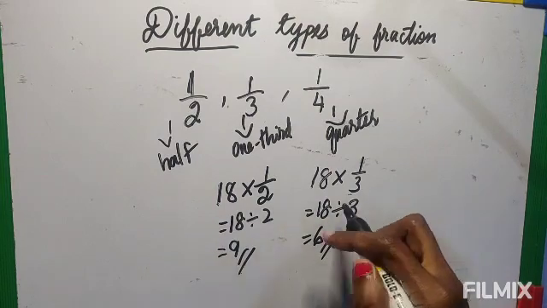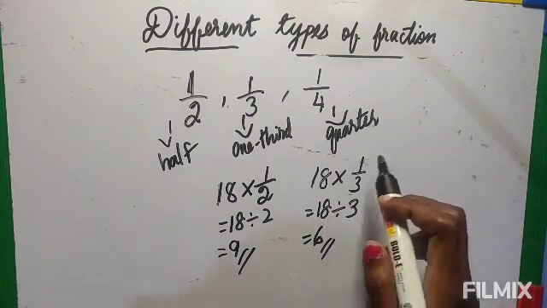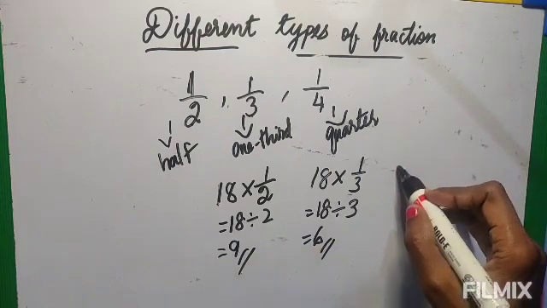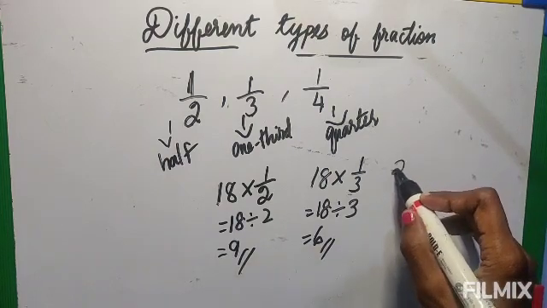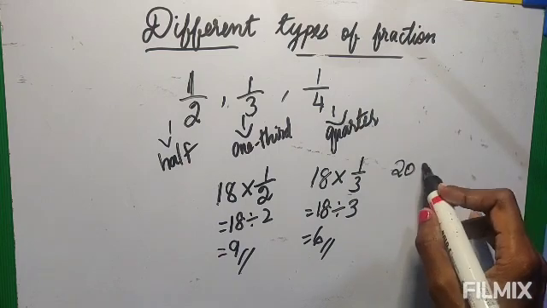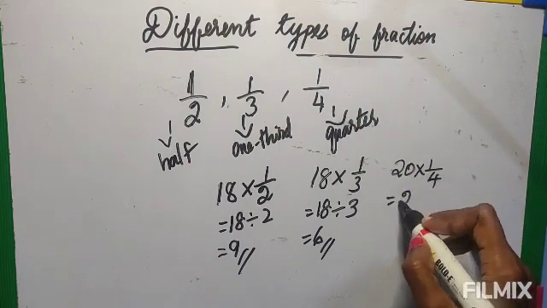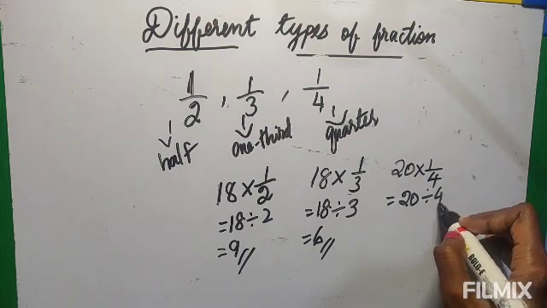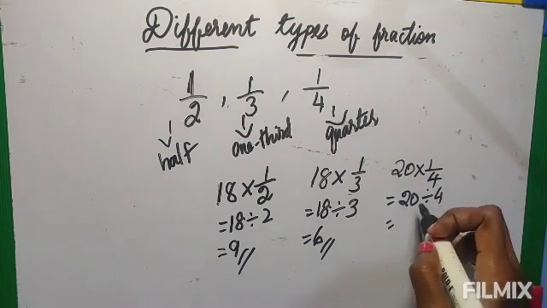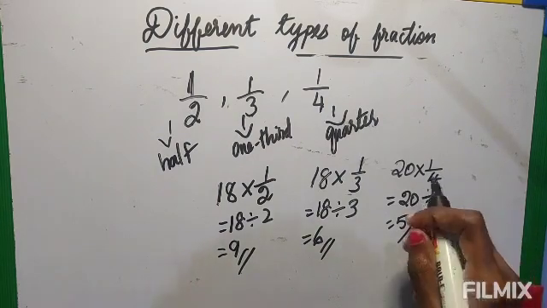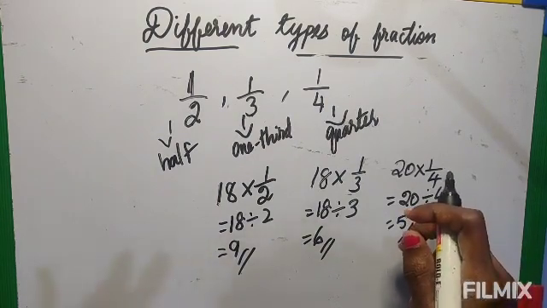Okay, now 1 by 4. For this, 18 doesn't come in the 4 table, so 1 by 4 we cannot find. So let me take 20. Now 1/4, quarter of 20. So this means 20 divided by 4. How many 4's are 20? 5 4's are 20. So 5 is the answer. So this is the way we find half, 1/3 and 1/4.